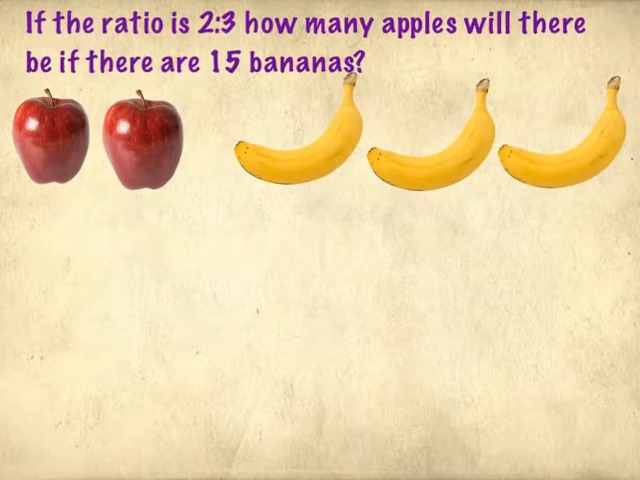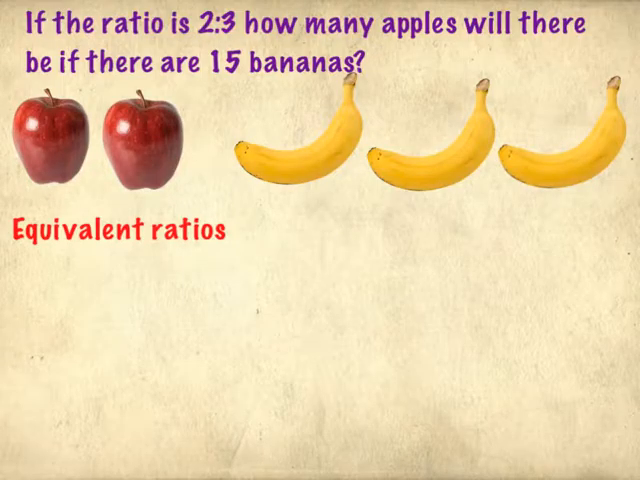So knowing that, if the ratio is 2 to 3, how many apples will there be if there are 15 bananas? What I am looking at right here is called equivalent ratios, which means that even though the amount of fruit might change, the ratio will stay the same. So every time I add 2 apples, I'm going to add 3 bananas. If I add 2 more apples, I add 3 more bananas, and so on.